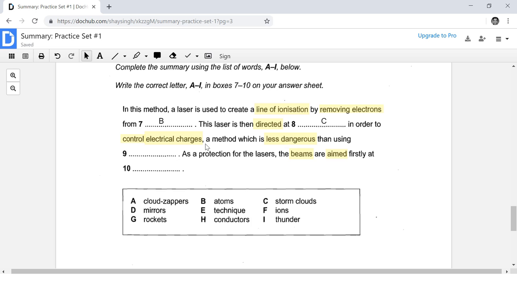Okay, here we have a continuation of the same sentence. A method which is less dangerous than using what? So it's saying that this method of directing the laser at storm clouds in order to control electrical charges is less dangerous than another method. What is this other method? So we want to find out what is more dangerous than pointing the lasers at storm clouds. What's more dangerous? So I'm going to be looking for this keyword, less dangerous.